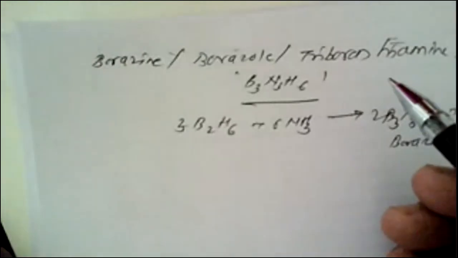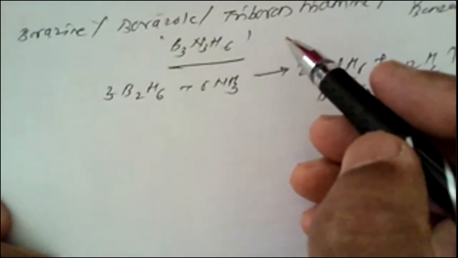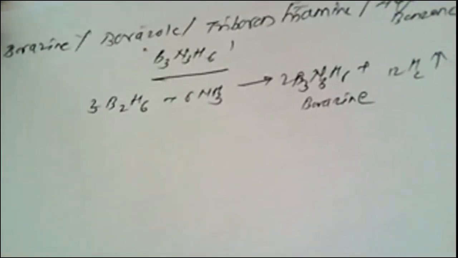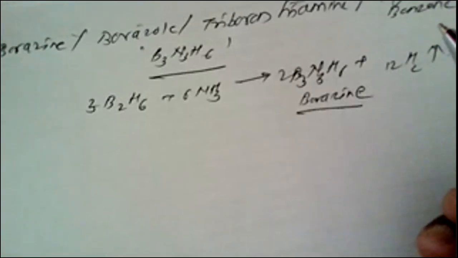Now, borazole is referred to as an inorganic compound which possesses a cyclic ring structure like that of benzene. So benzene has a cyclic ring structure, and a similar type of structure is exhibited by this borazine.